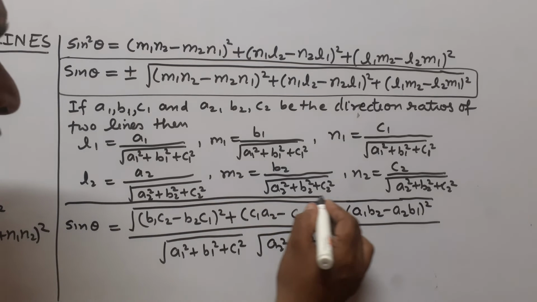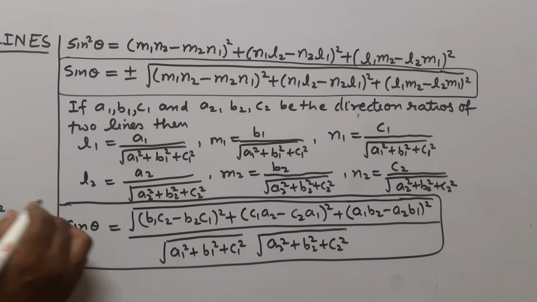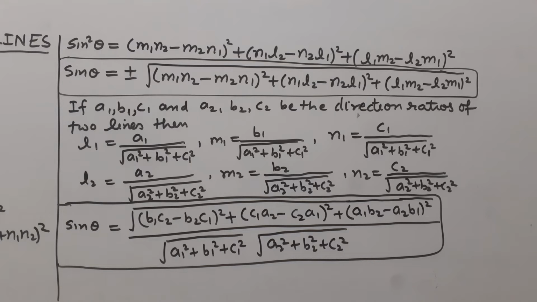So when we put here the values of L1 M1 N1 and L2 M2 N2, we get the value of sin theta in terms of the direction ratios of two lines.